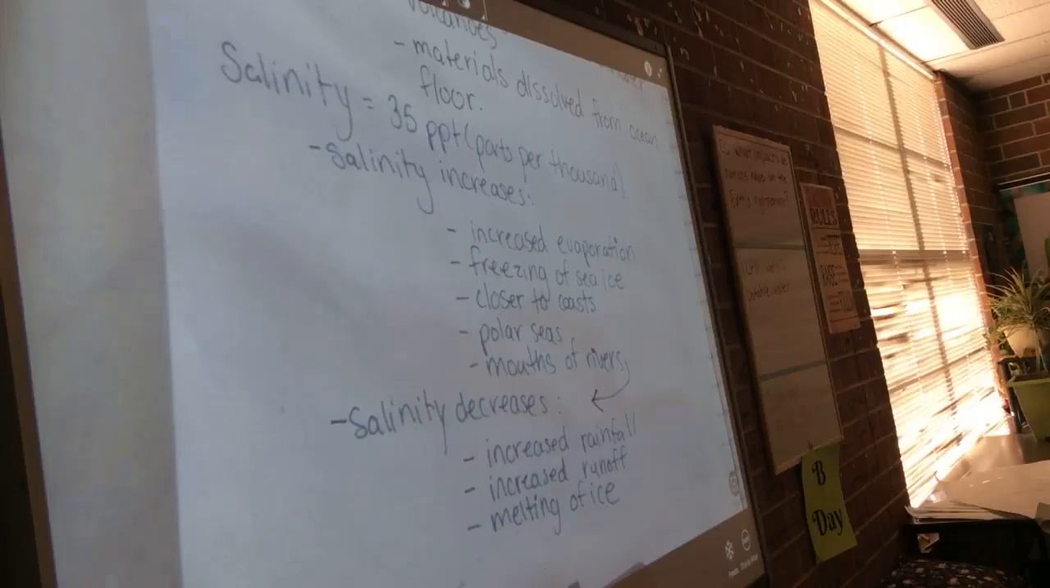So that's basically everything you need to know about salinity and ocean water. And next we're going to be talking about other stuff in the ocean, most importantly what gases are being dissolved in the ocean, because there are really important things going on with that.